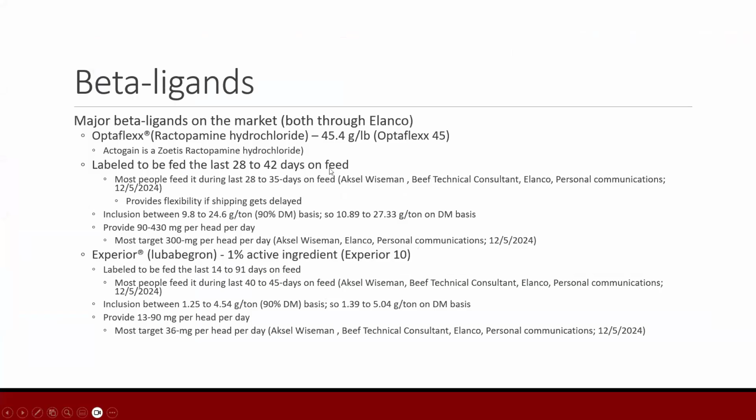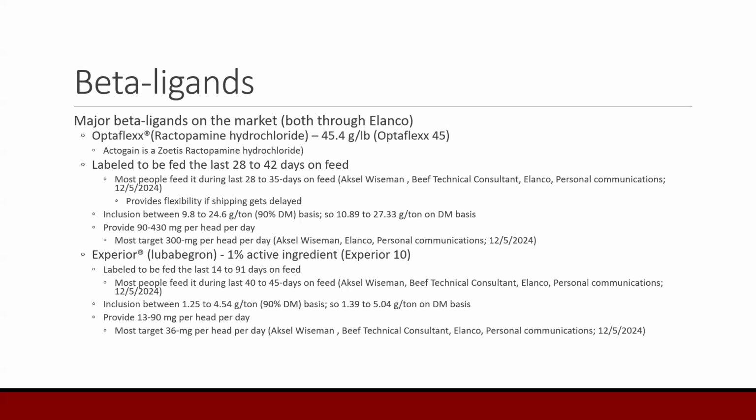Okay. So, beta ligands. You guys may have heard them referred to as beta agonists. However, the newest one, Experior, is both an agonist and an antagonist. So the more correct term is ligand. Both of the major ones that are used in the beef industry today are sold by Elanco. Okay. Optaflexx is ractopamine hydrochloride. So Optaflexx 45 contains 45.4 grams of ractopamine hydrochloride per pound of type A medicated article.